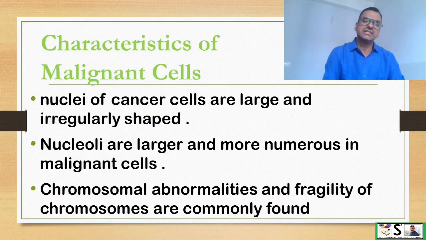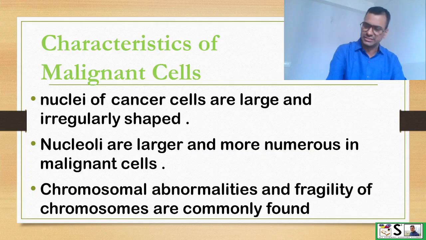Nuclei of cancer cells are larger as compared to normal cells and irregularly shaped. Nucleoli are again larger and more numerous in the malignant cells, and there are chromosomal abnormalities as well as fragility of the chromosomes in malignant cells.